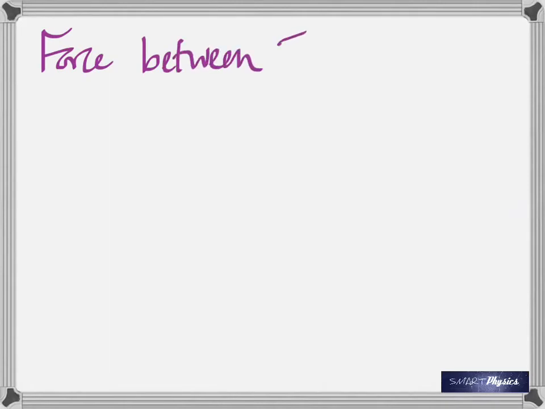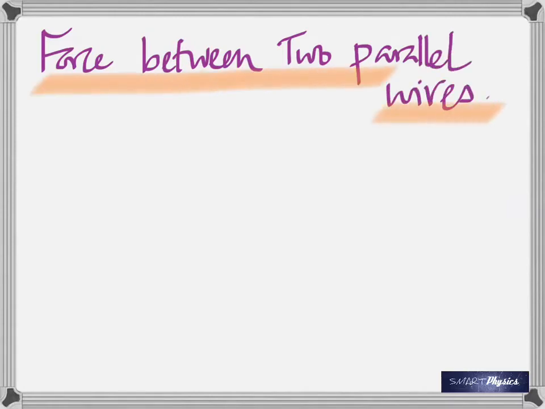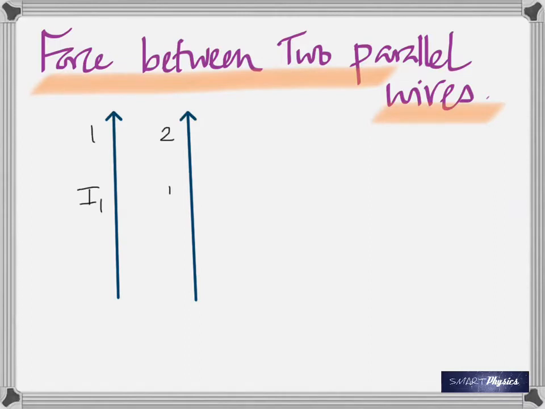Now that takes us to the next topic. There's always going to be a force between two conductors, two parallel conductors. Consider that you have two conductors, 1 and 2, both carrying currents in the same direction as shown. The currents are I1 and I2. Now here, you have to be very careful. B1 is the magnetic field produced by the current I1 at the conductor 2.